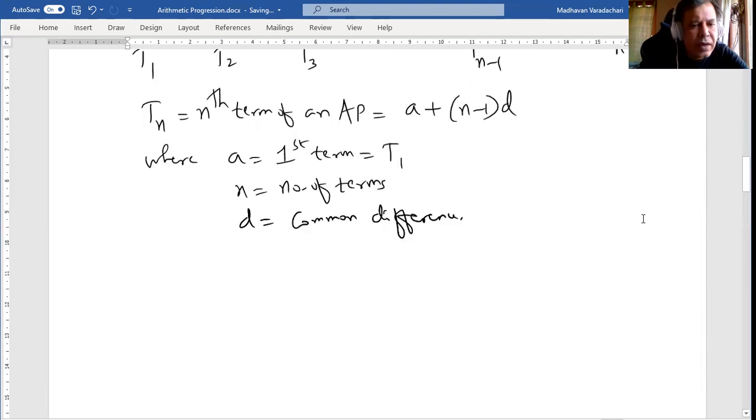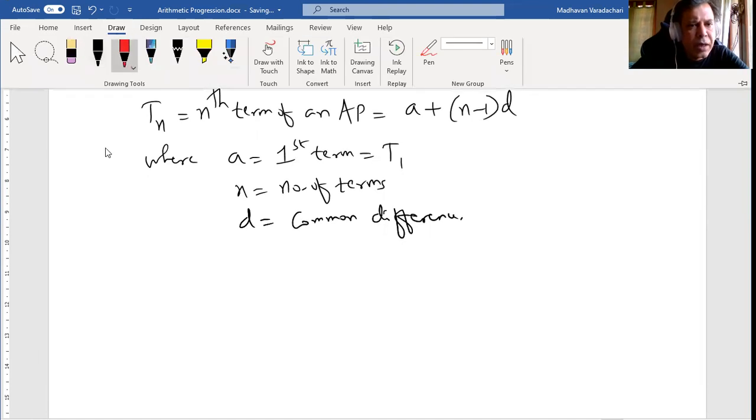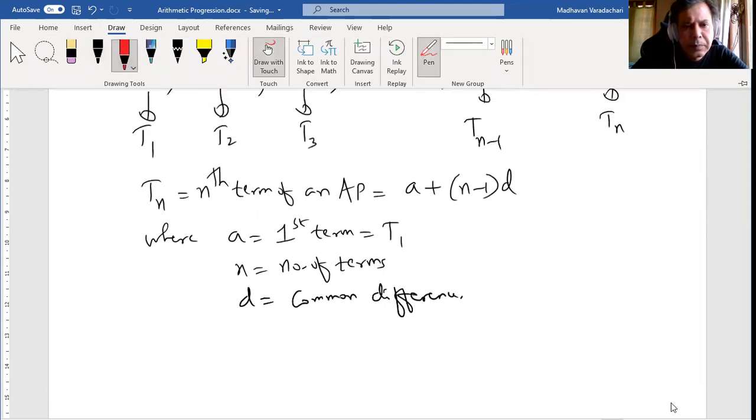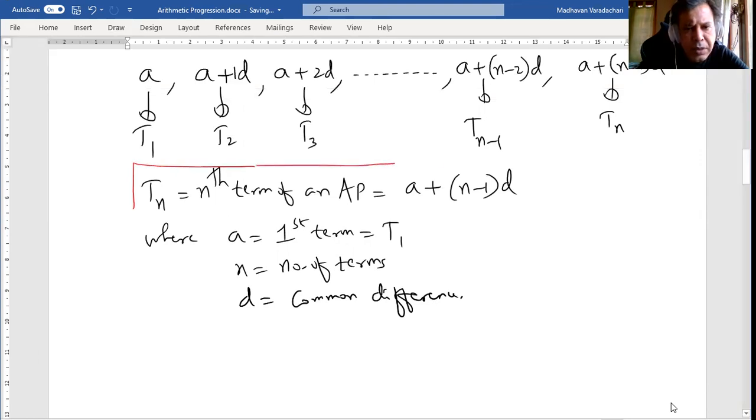Now, let us understand another one. So I can just put this as a formula. Nth term, if I want to find for an arithmetic progression, I can use this formula.